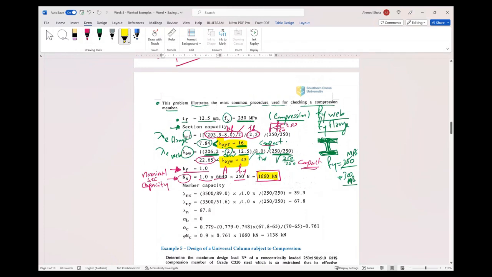For the member capacity, we can write here that we have section capacity A and member capacity B. For the member capacity, we have to find lambda nx and lambda ny, and then select the bigger lambda n. So what is lambda nx and lambda ny? I think it's better to share the formulas from the module itself.